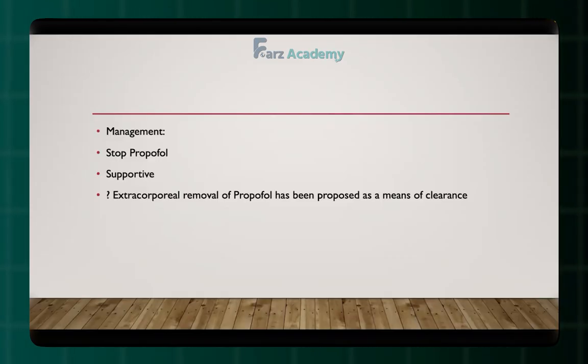The management is firstly, obviously, get rid of the offending agent, which is propofol, stop the propofol. Supportive ICU management in an ABCDE approach. And there is probably some role of extracorporeal removal of propofol, which has been proposed as a means of clearance.